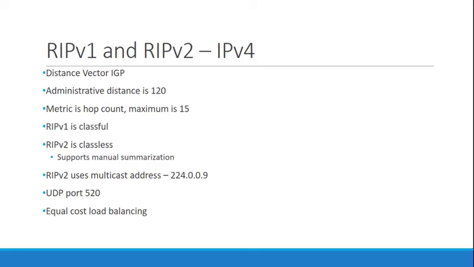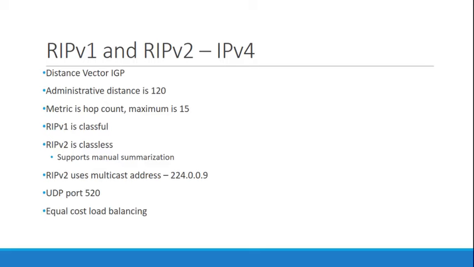RIP version 1 is classful, and I really only am including version 1 in here just for historical reasons, so we have a full picture. And I won't be configuring version 1. It's classful, meaning I can't do VLSM, right? It won't send subnet information with its updates. So everything I have to use classful IPv4 addresses.